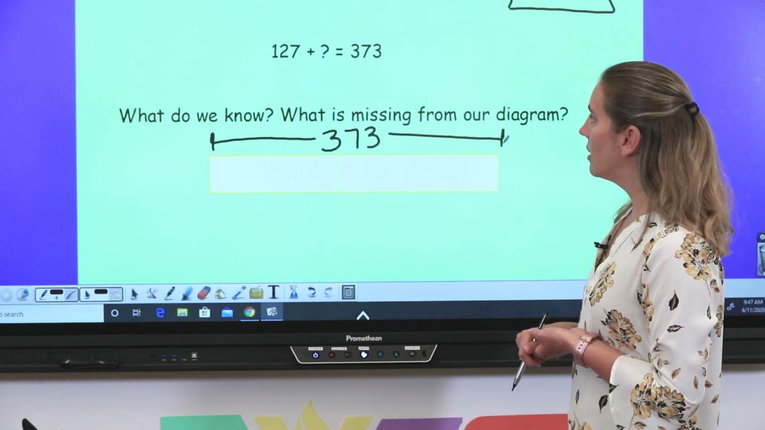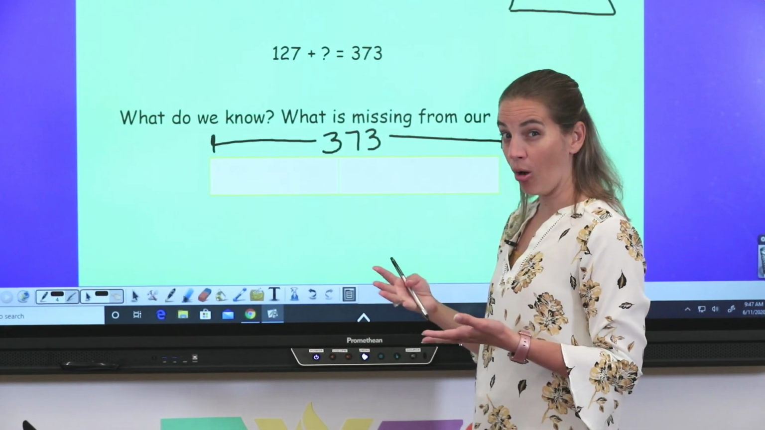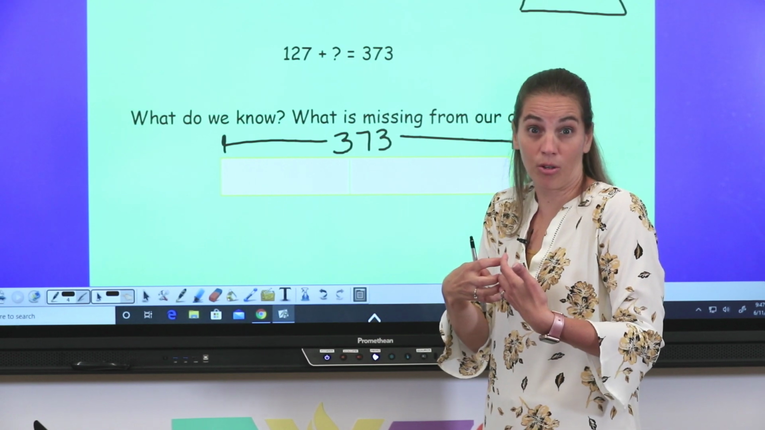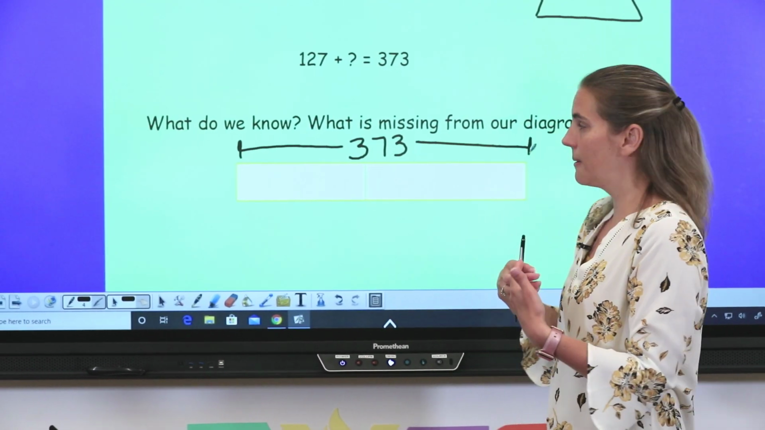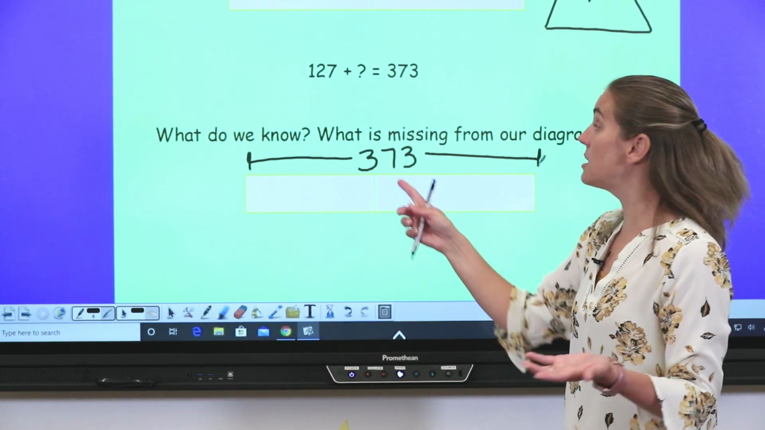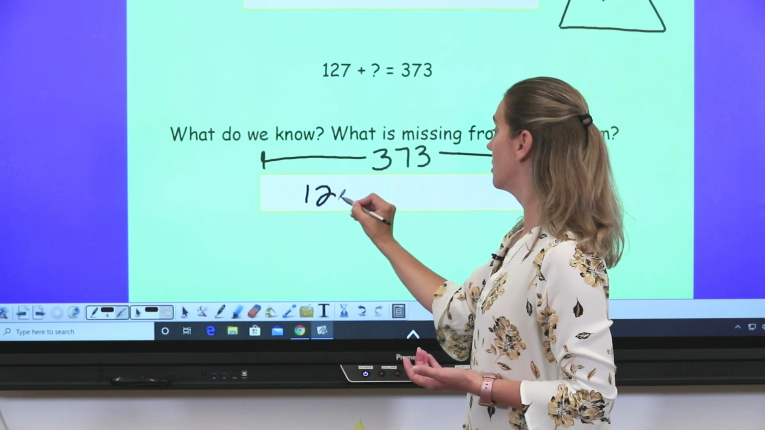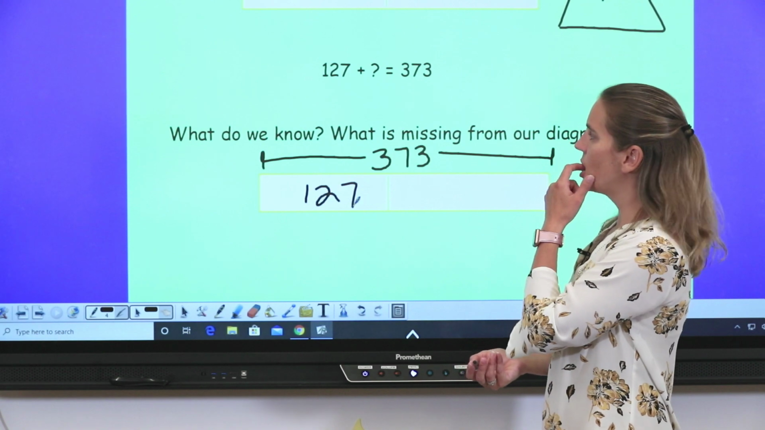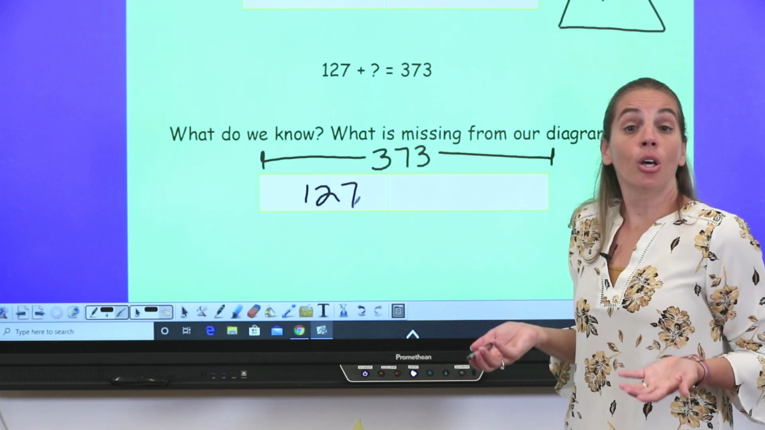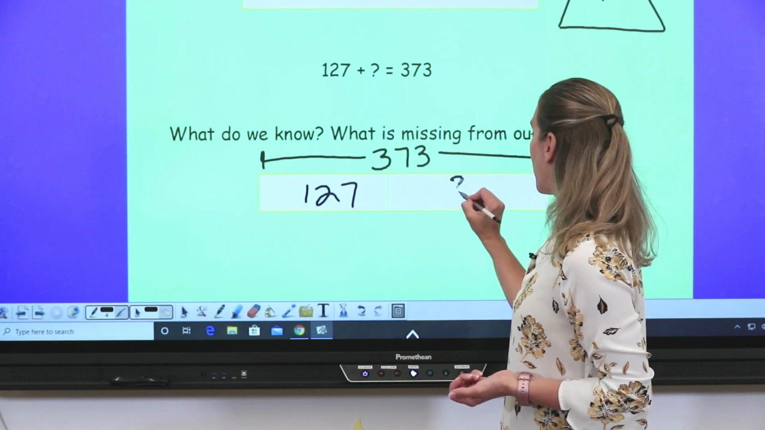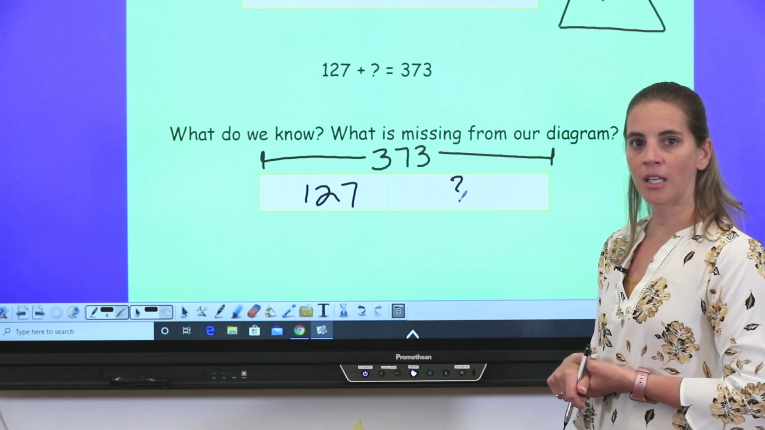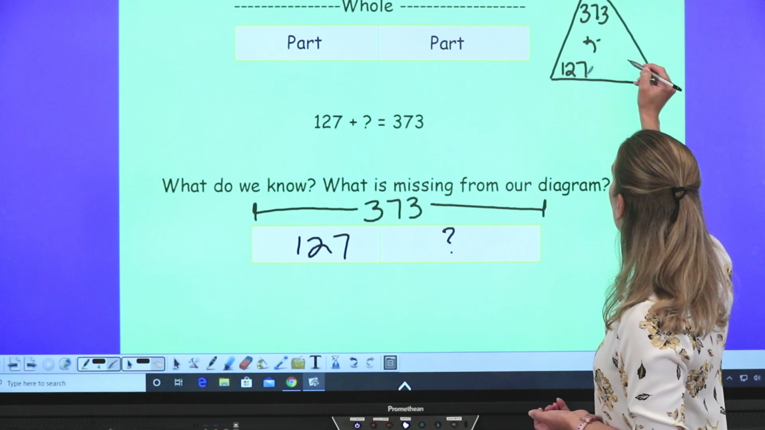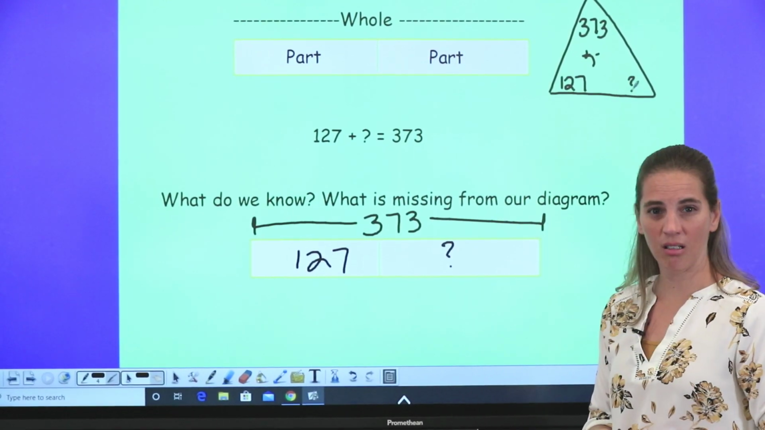Okay, well, if this is the sum or the whole, what are the parts that make up that whole? What are the parts that we need to put together? Okay, that's an easy one, 127 for sure. But what goes here? What's missing? We don't know, do we? So we're going to put that question mark for that unknown number. Oh man. Well, now I know I have 127 here and I have a question mark here.